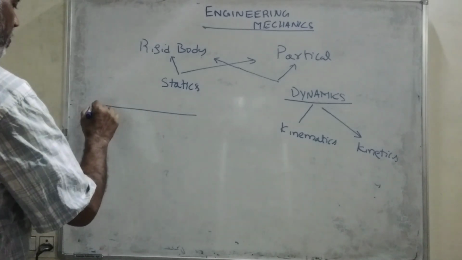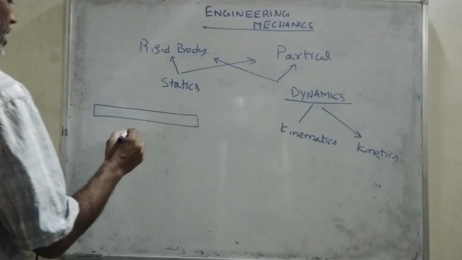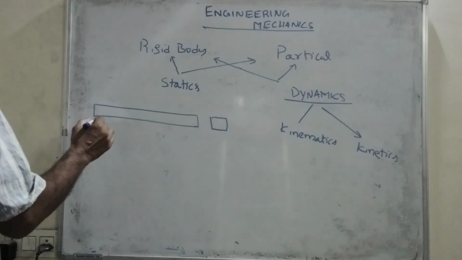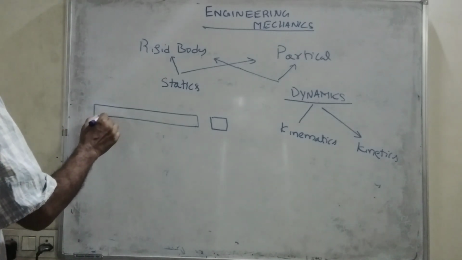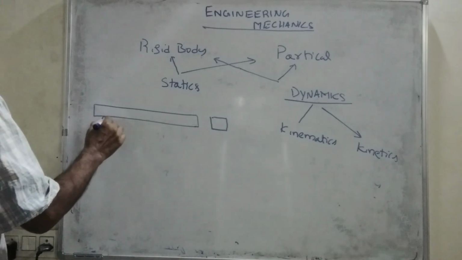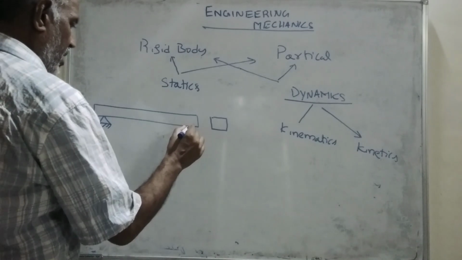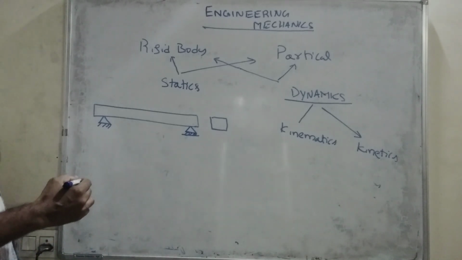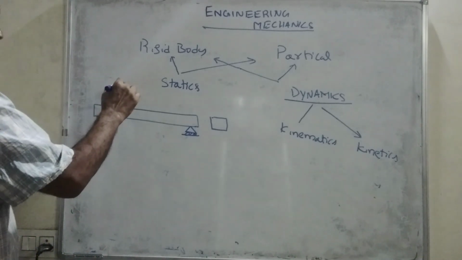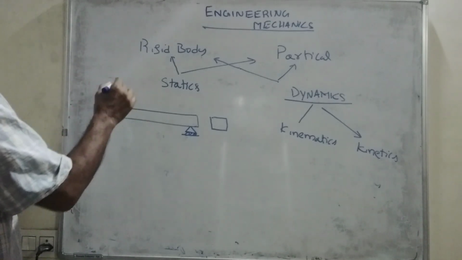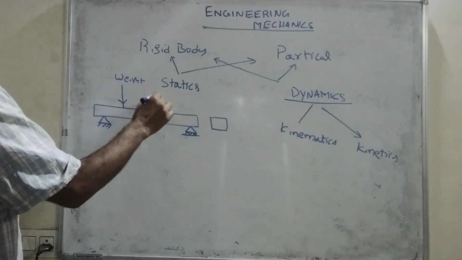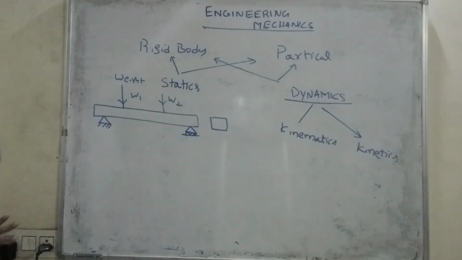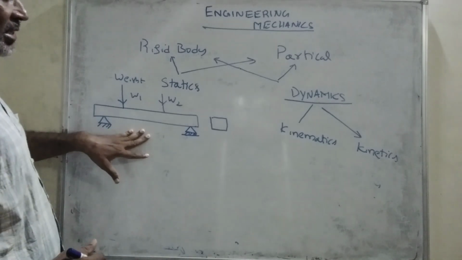Consider a long beam, and it is having a cross section of square or any cross section. Now, in this beam, we have two supports. One is fixed support, another one is hinged support. That means the beam is resting on these two supports. Now, we have placed some load, some weights W1 and W2. And this beam is a rigid body.